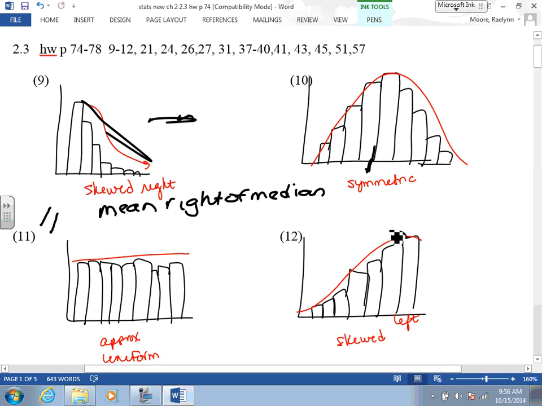Uniform. Skewed left. Follow your tail. That means the mean sits where? Left. Good. That's what that outlier is doing. It's kind of pulling your mean a little bit less.